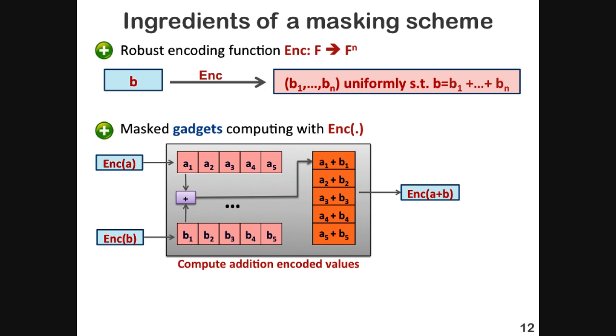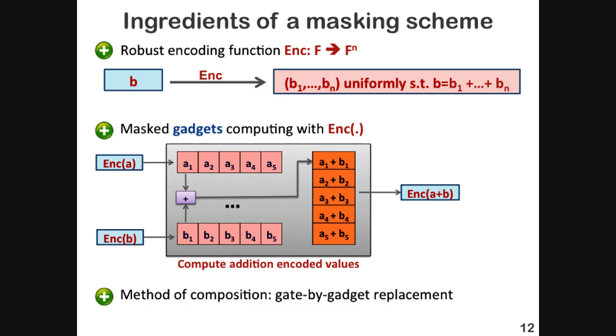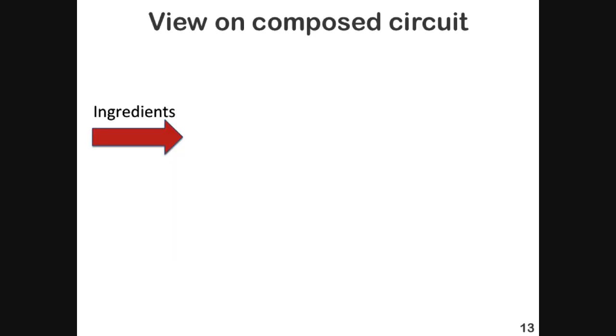Okay? And then the third thing is that we need some kind of method of composition. If you have a large circuit, we need some way to compose all these simple gadgets in such a way that security is preserved. Usually this composition is done by a gate-by-gadget replacement strategy. So you have the unprotected circuit that you want to compile. There are many gates in it, and each of these gates is replaced by a protected gadget.